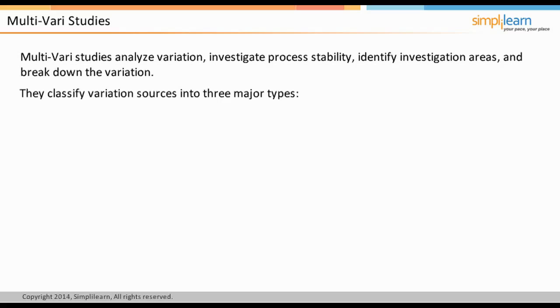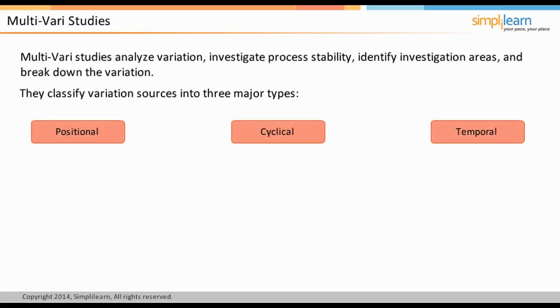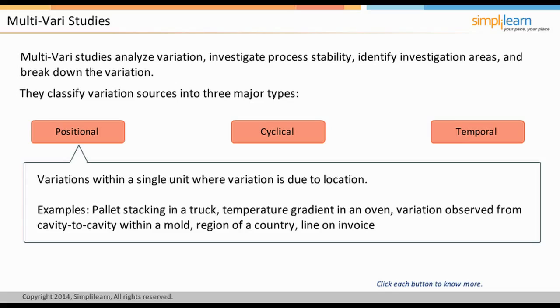Multivariate studies classify variation sources into three major types: positional, cyclical, and temporal. Click each type to learn more. Positional variation occurs within a single piece or a product. Variation in pieces of a batch is also an example of positional variation. In positional variation, measurements at different locations of a piece would produce different values. Suppose a company is manufacturing a metal plate of thickness 1 inch, and the plate thickness is different at many points. It is an example of positional variation.